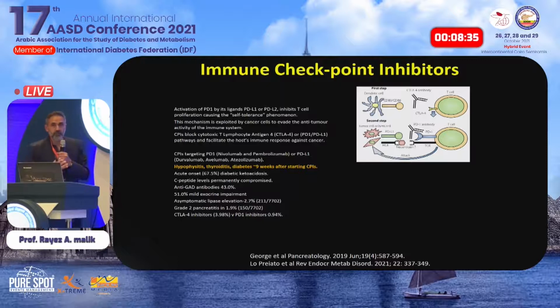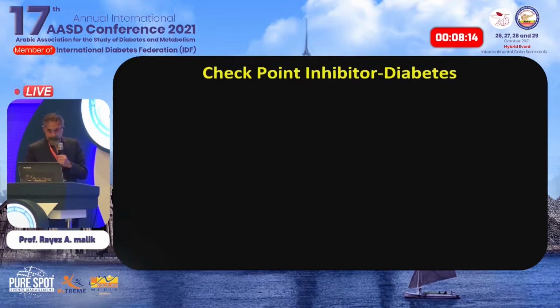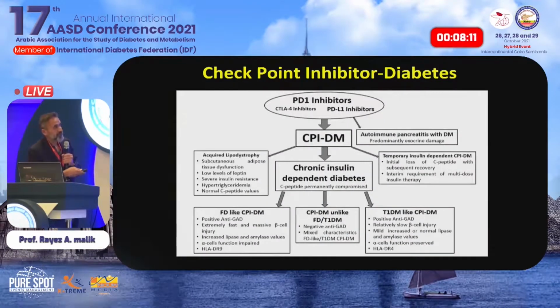So you will have a patient who's got cancer, who's doing very well on these PD-1 inhibitors, and suddenly they become seriously ill and present with ketoacidosis. Now, they also have anti-GAD antibodies because this is an immune-mediated abnormality, and they may have an asymptomatic lipase elevation. All in all, these are the major types of diabetes that you will see with checkpoint inhibitor therapy. So with the PD-1 inhibitors, CTLA-4 inhibitors or PD-L1 inhibitors, you can get this checkpoint inhibitor-related diabetes.